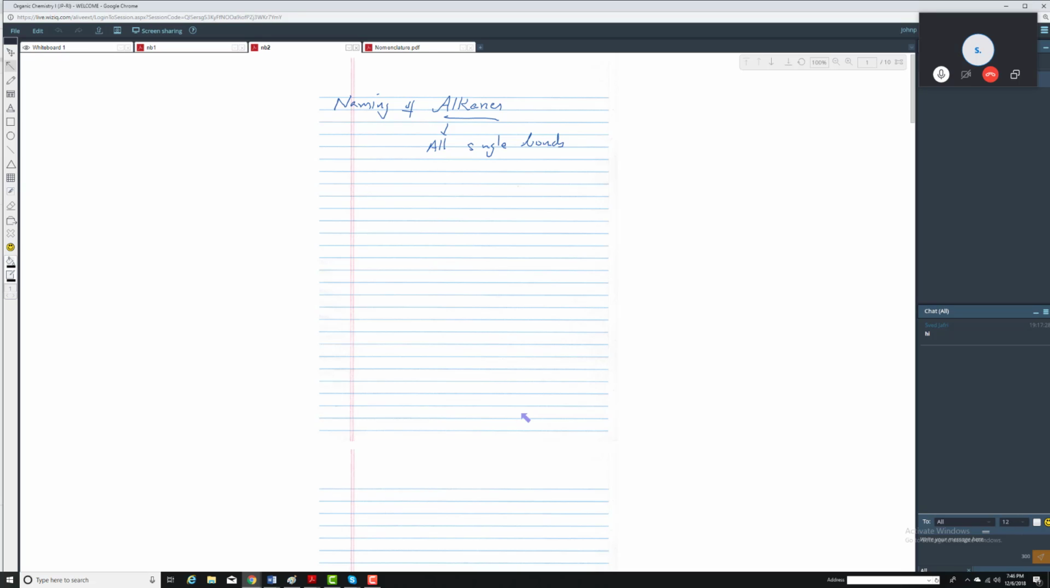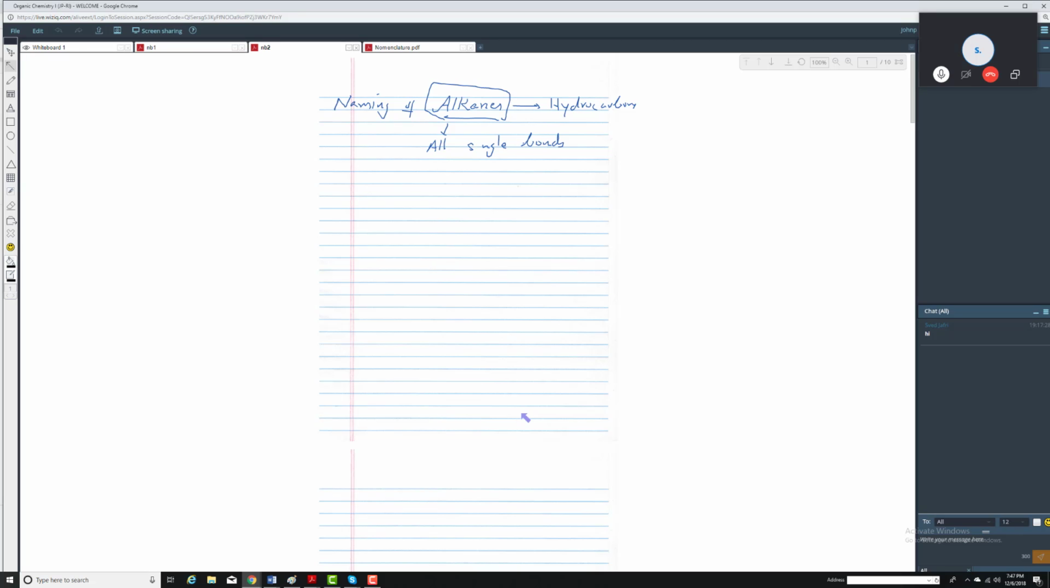Alkanes are an example of hydrocarbons. Hydrocarbons contain two elements, carbon and hydrogen. And remember, the naming which we are going to do for alkanes is going to be used for all other organic compounds. So you have to understand alkanes properly. For all other names we just have to modify a little bit here and there. So the basic is going to be alkanes naming.